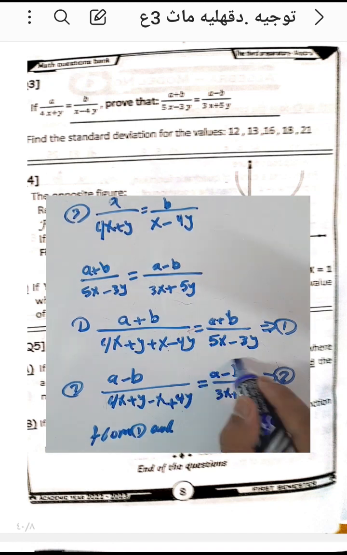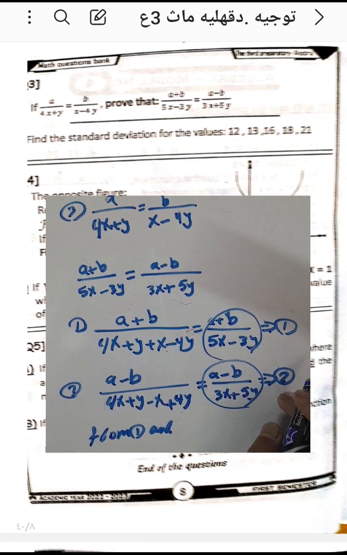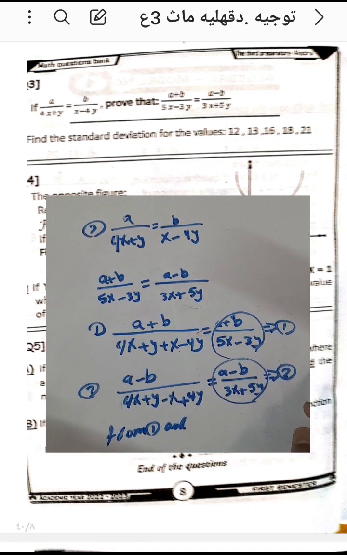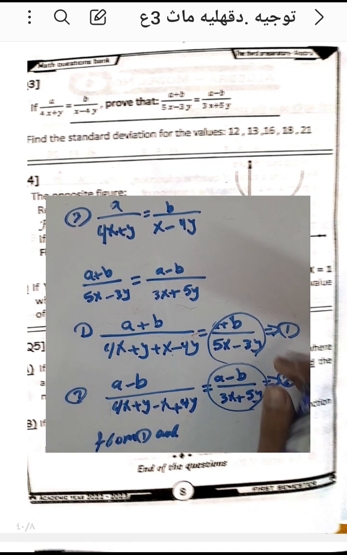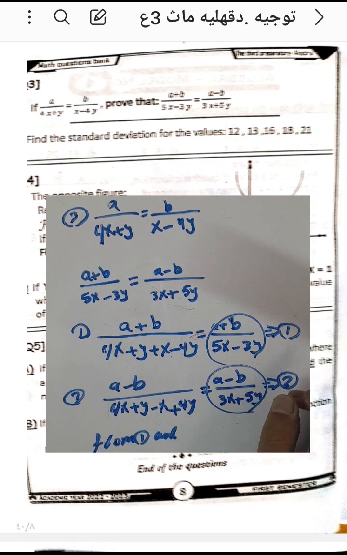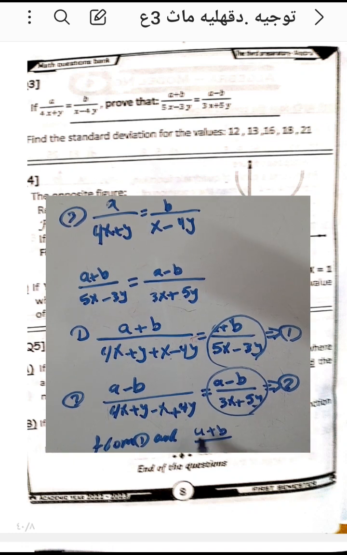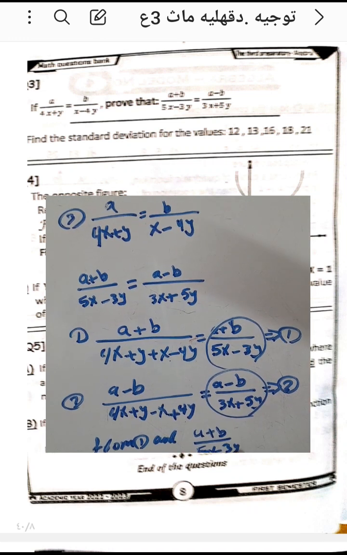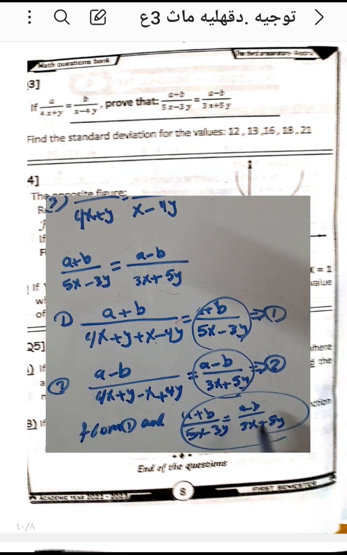Okay, from relation 1 and 2, we can find that this number will be equal to this number. Relation number 1 and relation number 2 are the properties about ratio. The ratio 1 and ratio 2 will be equal. Then we can divide them. Okay, then a plus b over 5x minus 3y will be equal to a minus b over 3x plus 5y. The properties about proportional. Okay, understood?